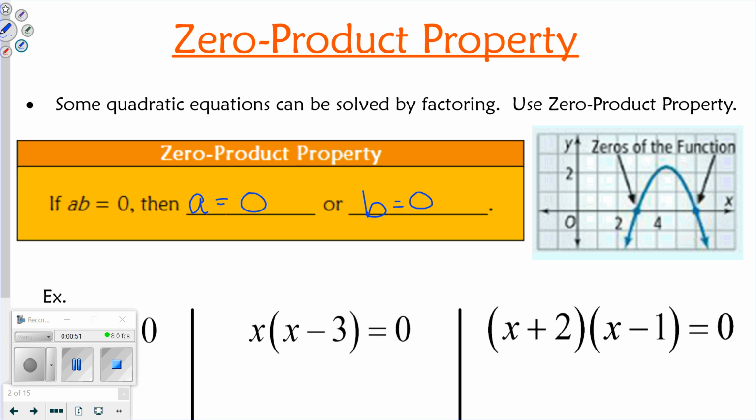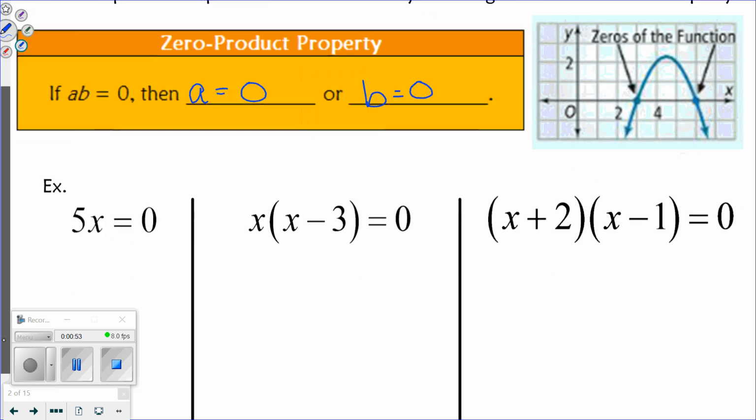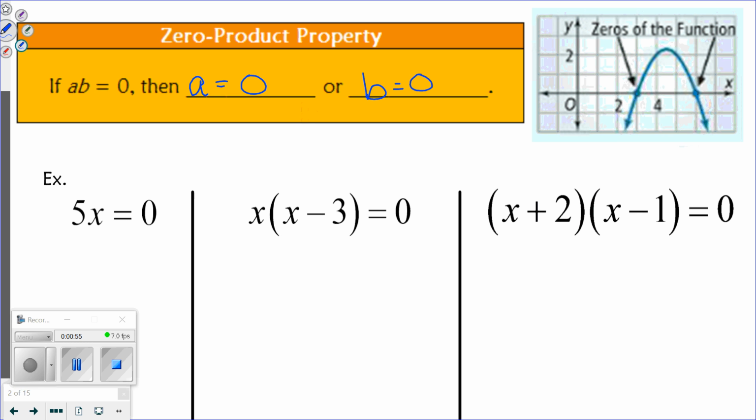Okay? So if I look down here, notice these are already in factored form. This one, there's nothing to factor. This one, you pulled out your GCF, and this one's just factored like normal. So these are already factored for you. Notice every single one of them is set equal to 0. So if I asked you to solve, 5 times what equals 0? X would have to be 0 here, right? 5 times 0 equals 0.